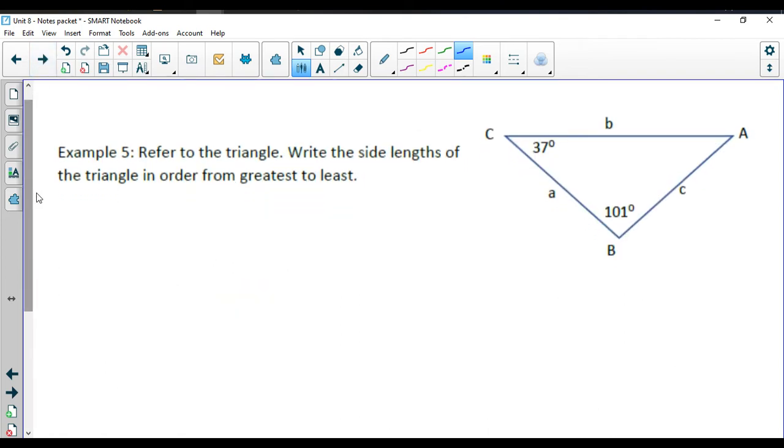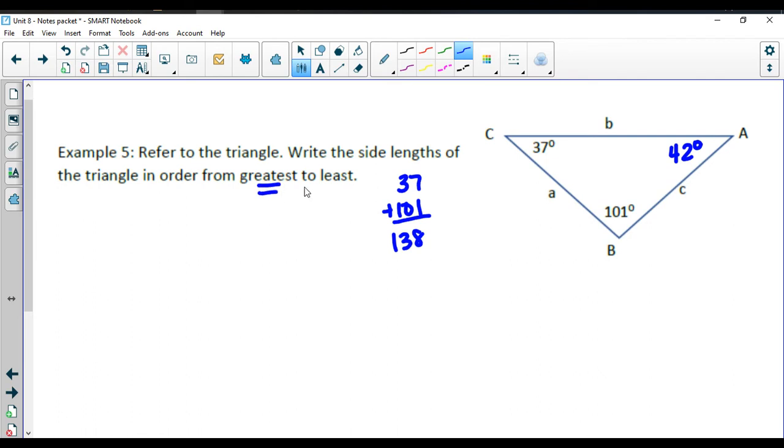In example 5, refer to the triangle. Write the side lengths of the triangle in order from least to greatest. We have 2 of the angle measurements, but we're missing that one. So I'm going to add 37 plus 101 together, and that's going to give me 138. To find my missing angle, I'm going to do 180 minus 138, and that's going to give me 42 degrees for up here. I needed to know what that was so I could figure out, is that the smallest, is that the middle one? And it is in fact the middle.